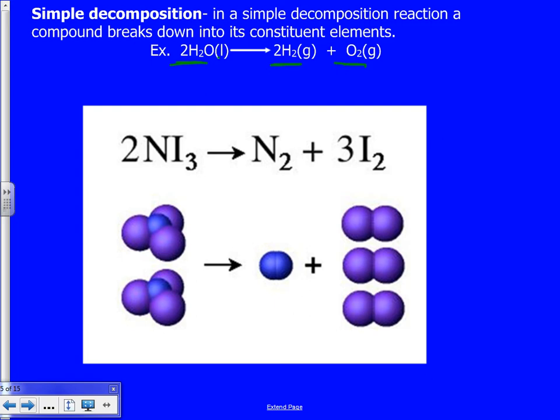And in this example here, we've got 2 molecules of nitrogen triiodide, and that is breaking down into a molecule of nitrogen and 3 molecules of iodine.